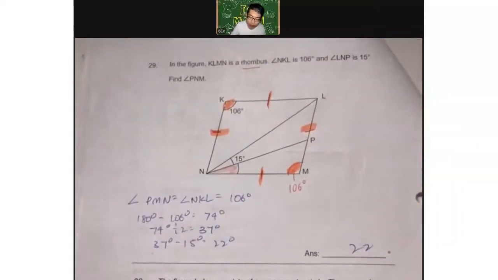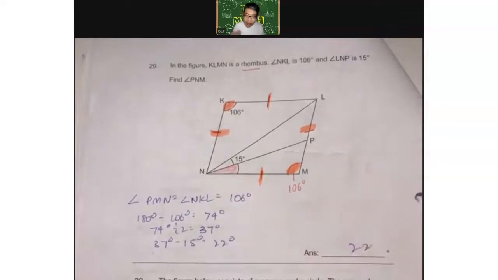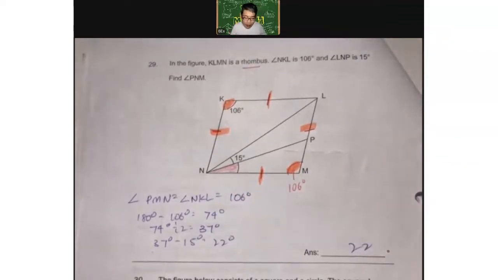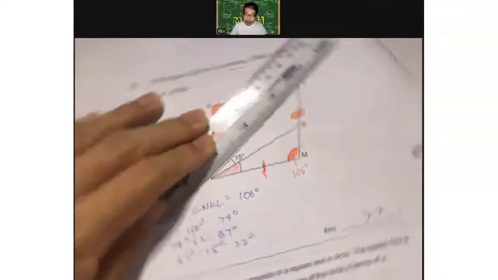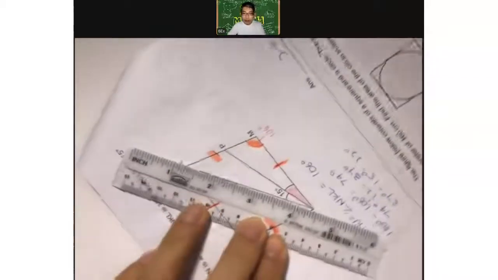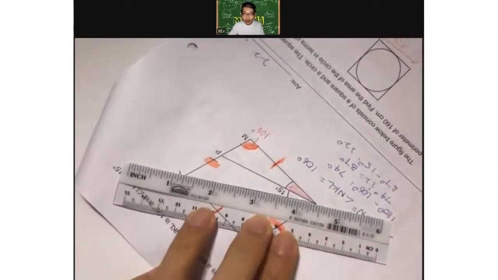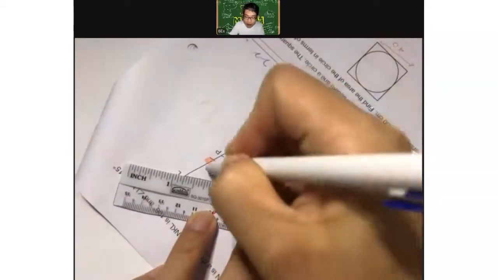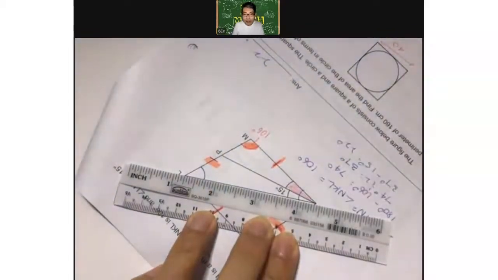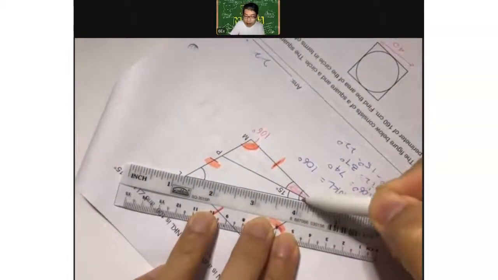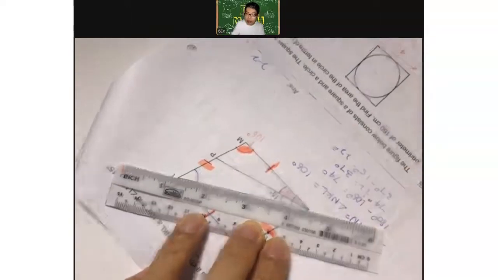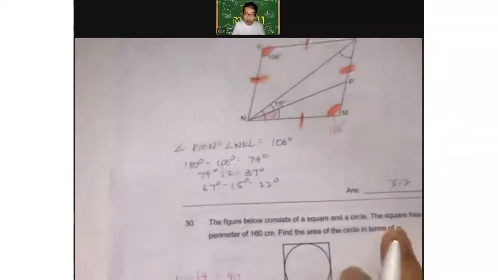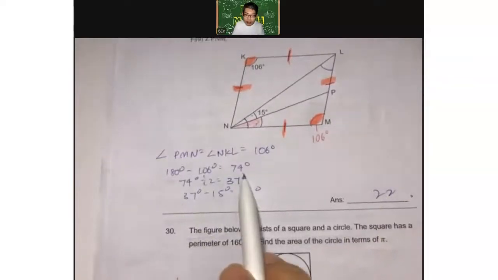Now, to find out what is this angle, what can I do? I can think this way. This is an isosceles triangle. If I can use this property, right, isosceles triangle, to find out what is these 2 angles, easy, right? I can find out what is this whole angle, subtract 15, I get the angle that I'm supposed to find. So that's what I did. 180 minus 106, I get 74.